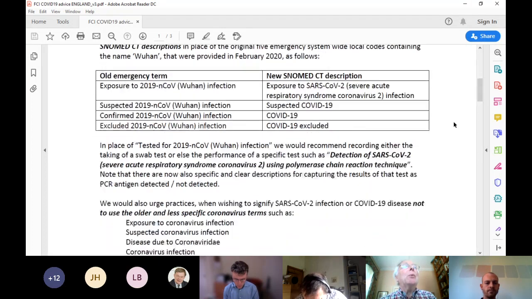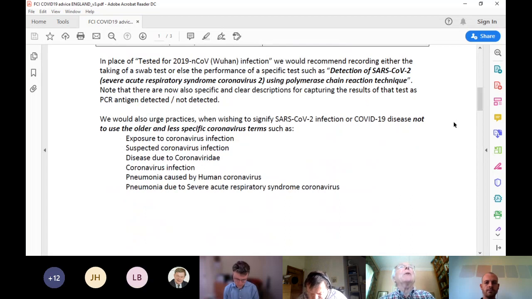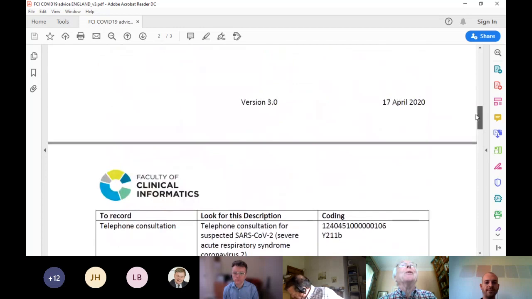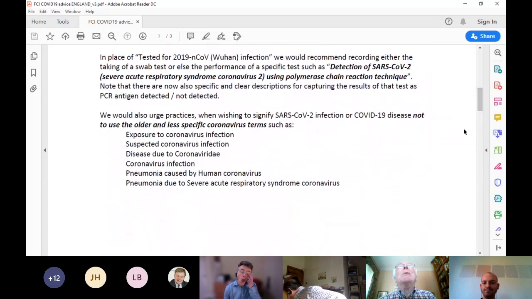In the next paragraph, we deal with the slightly sticky problem of what we do with this old identifier, 2019-nCoV. I'll not go into the detail of that now, but you can take a look at that and see what we've said about that. Then winding down, you can see we've also said, please don't use the older, less specific coronavirus terms, because we know, for example, from RCGP RSC, that people have used those old terms quite a lot. The rate of usage has gone up quite significantly as the number of cases of COVID has gone up. Can we just roll down a bit more, Joe?